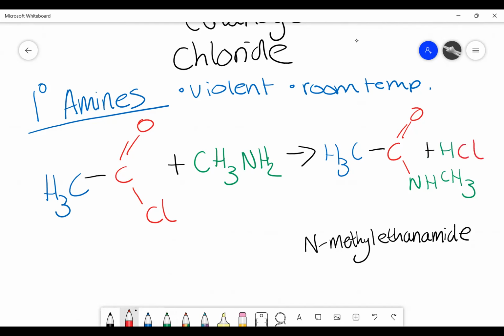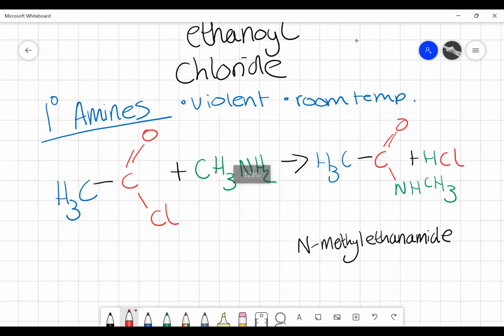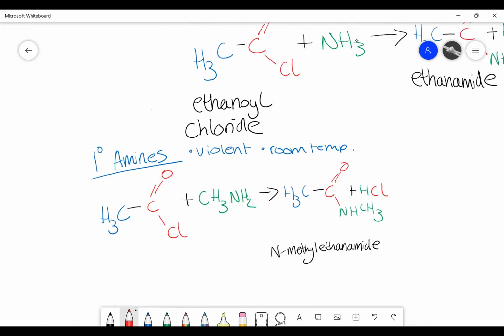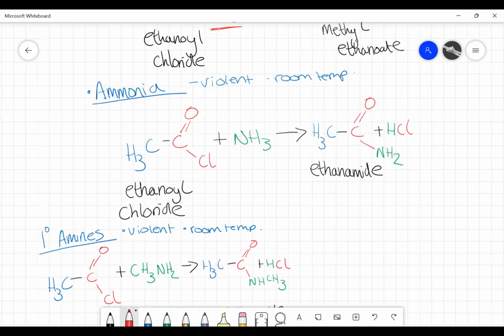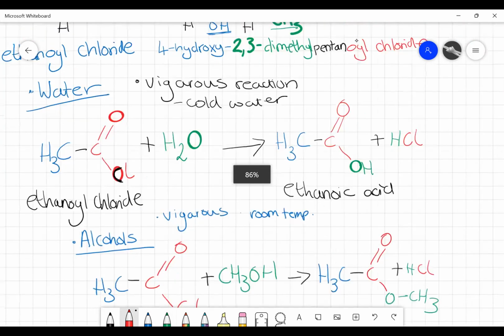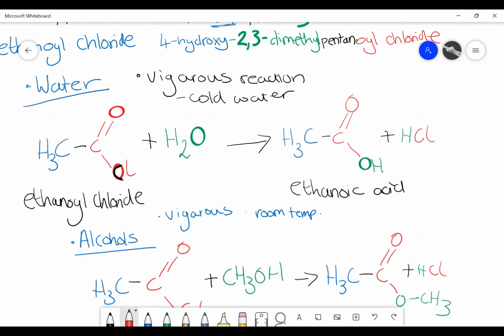Only thing I want to go back over in these, so they're the 4 things acyl chlorides can react with and lose their chlorine really, really easily. So we have water, that's a vigorous reaction in cold water, and we are making a carboxylic acid. So I'm just going to start that here, and we're going to have a carboxylic acid.